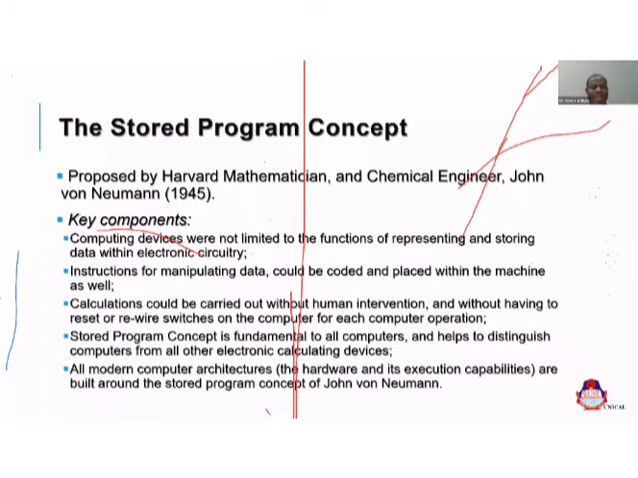He also stated that calculations could be carried out without human intervention. Before now, what used to happen is that in the course of the operation, wires are reset, switches are reset, wires are reversed completely, and there's a lot of work before one single operation could be done. John von Neumann said that computers have the capacity to do this without humans going to rewire the system.